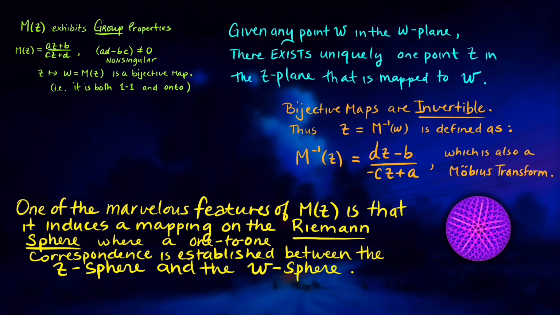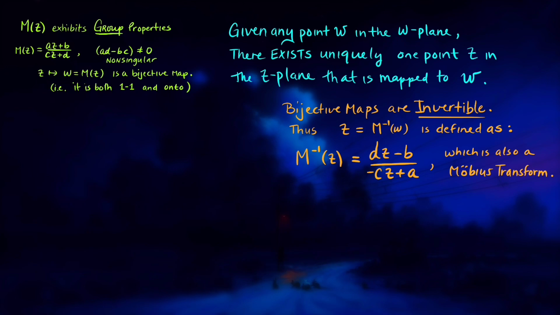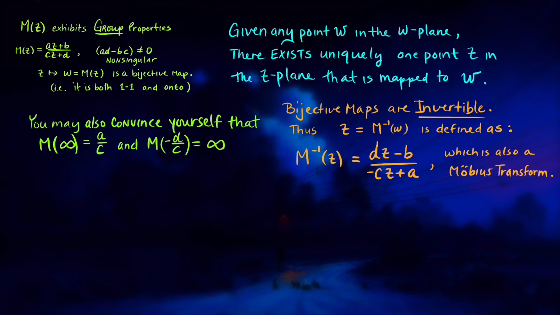One of the marvelous features of the Mobius transform is that it induces a mapping on the Riemann sphere, and that is a one-to-one correspondence that is established between the z-sphere and the w-sphere. It allows us to handle points at infinity very nicely. You may also convince yourself that the Mobius transformation evaluated at infinity is a over c, under the limit, and that at negative d over c it is equal to infinity, and the inverse property as well. Mobius transformations are an untapped resource of unexpected beauty, and thus they should be carefully examined for a lot of the things that they're hiding in the complex plane.